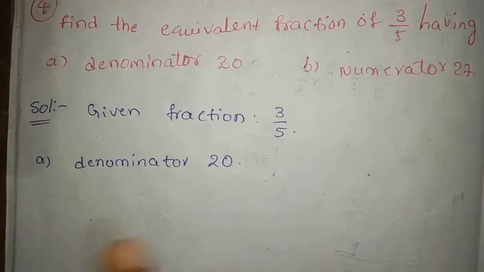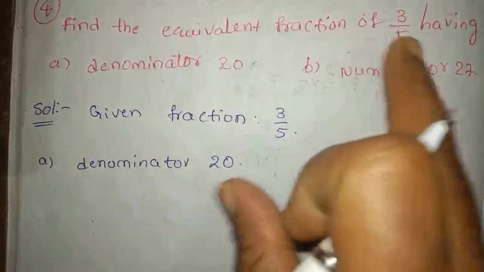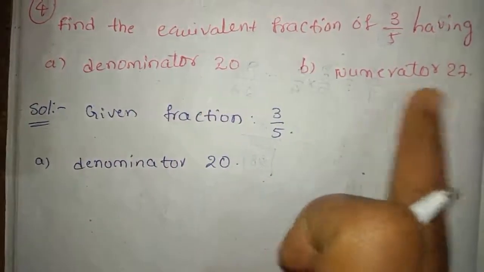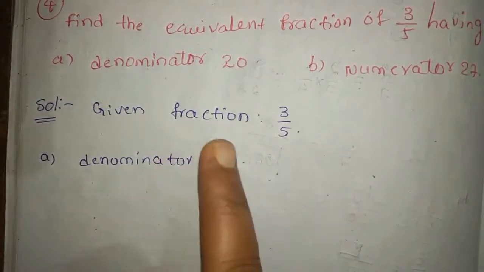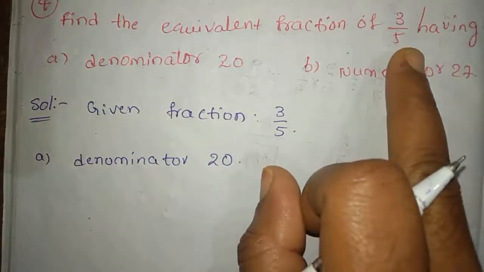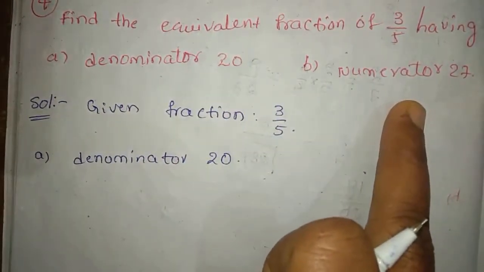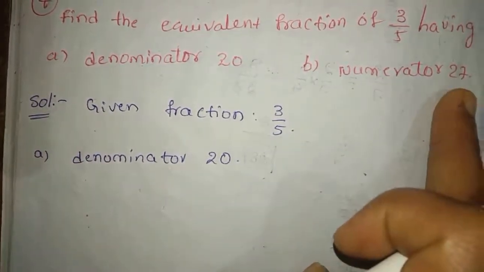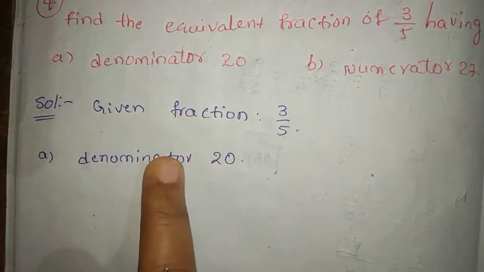Okay? Now, fourth question. Find the equivalent fraction of 3 by 5 having denominator 20 and numerator 27. So, we have to find two equivalent fractions of the given fraction 3 by 5, so that the denominator is 20 and the numerator is 27. First, the denominator is 20. Then we have to find the numerator.